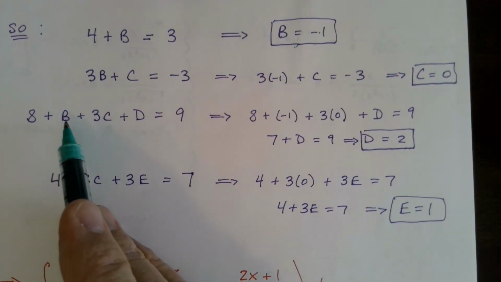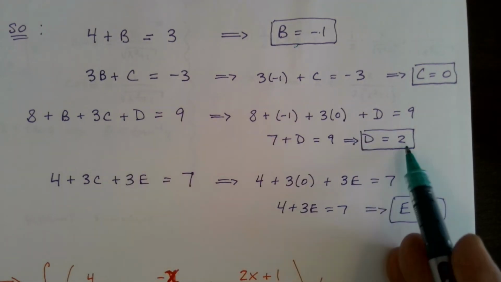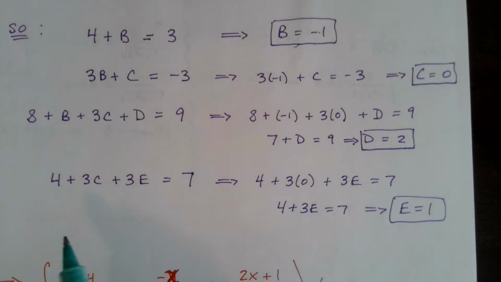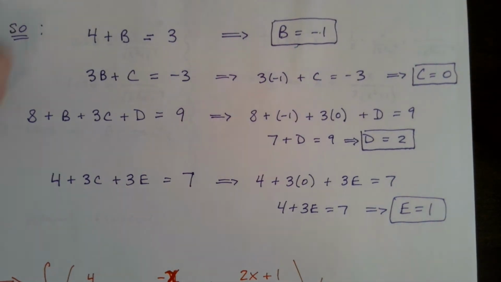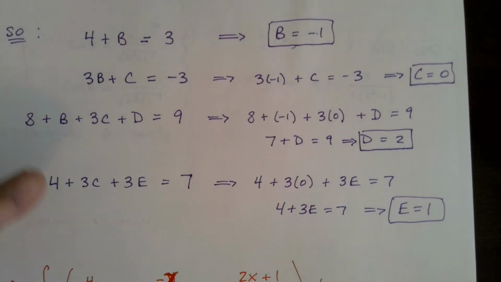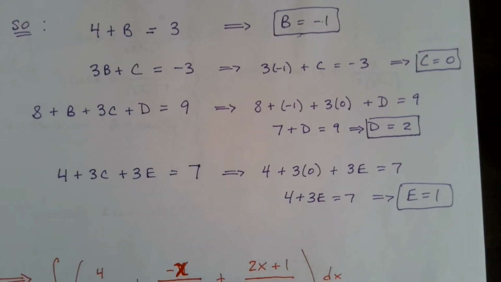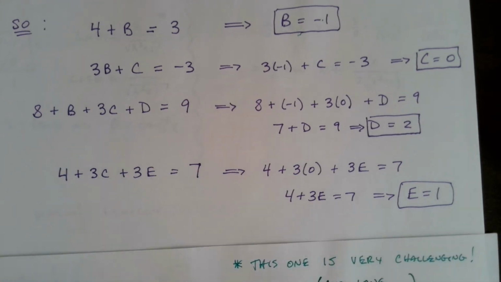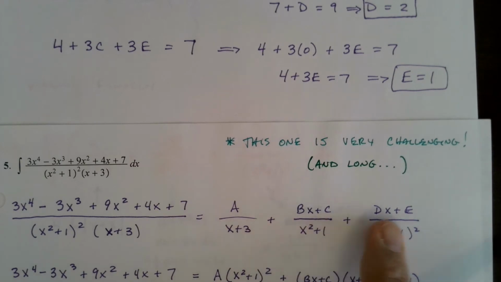And now I can go here. I can let b be negative 1 and c is 0, and I can solve for d and get d is 2. And then again here, c I found is 0, so I can plug that in and solve for e. e is 1. So a lot of times these systems are pretty big. I got 4 equations here in 4 unknowns, but pretty easy to solve. Okay. So now I go back to my original partial fraction decomposition here. The a, b, c, d, and e are here.